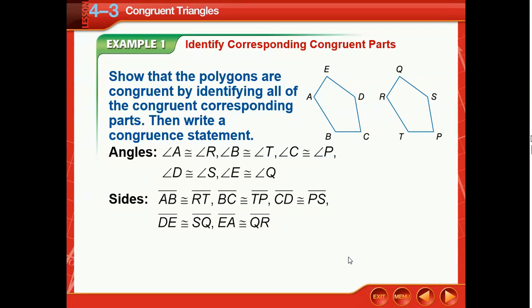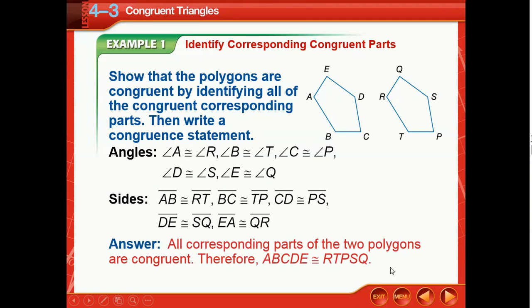So we pick those 5 letters in a row that are going to match the 5 letters in a row on the other figure. And notice they're not triangles this time, so don't put the triangle symbol in front of it. You can just write the 5 letters. So that's pentagon ABCDE is congruent to pentagon RTPSQ.